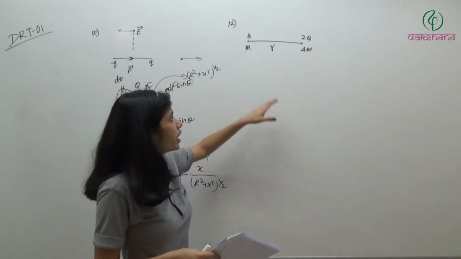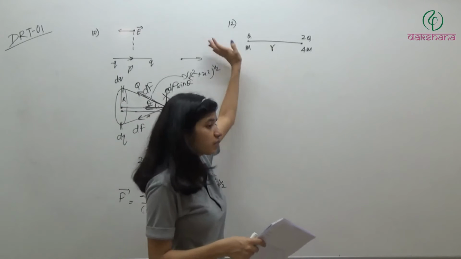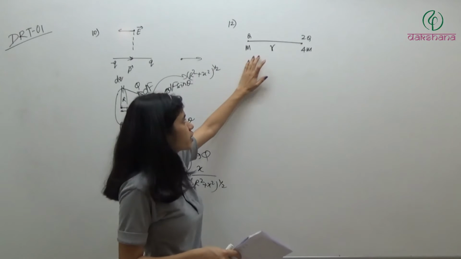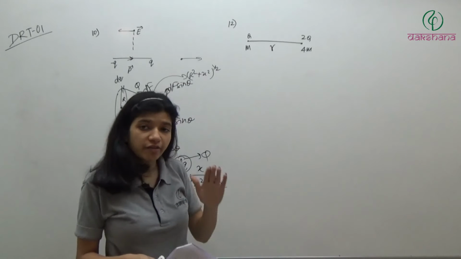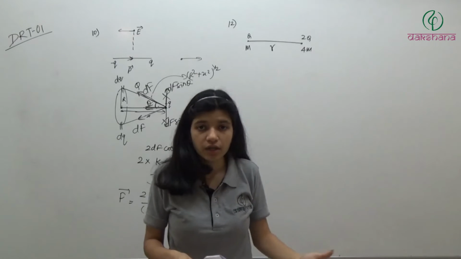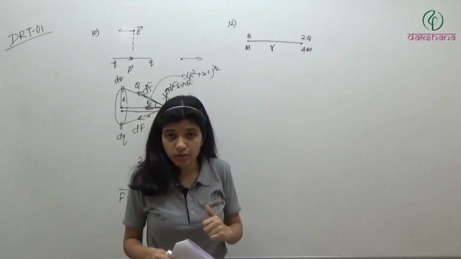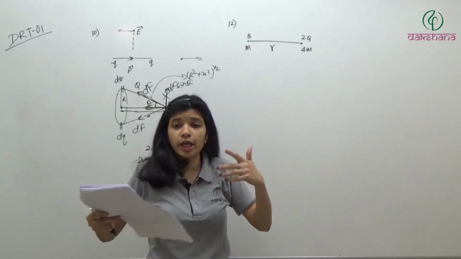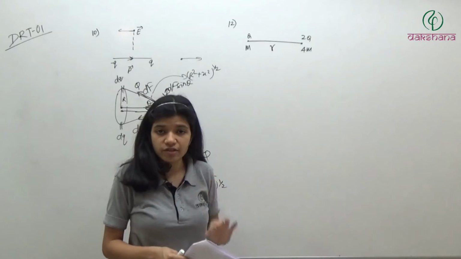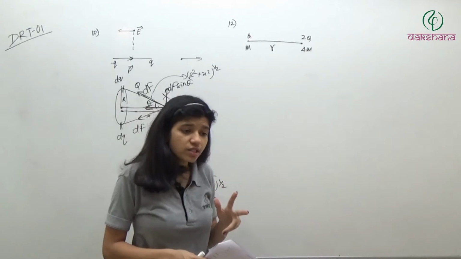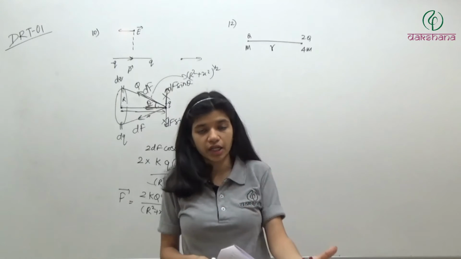Now what is going to happen? Initially the system has some potential energy. Clear? Finally they are going to have some kinetic energy, and because they will be at infinite separation, the potential energy will become zero. Right? At infinite separation there is no interaction between them. The potential energy will become zero and they will have some kinetic energy. So the first equation will come from energy conservation. Initially they have potential energy, finally they will have kinetic energy.